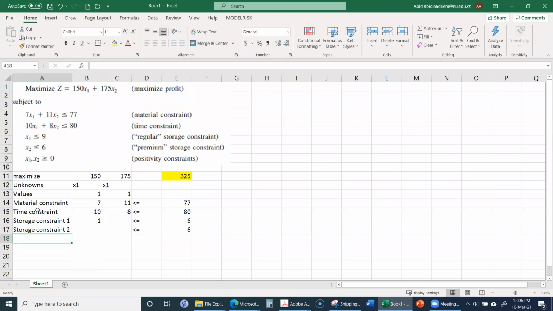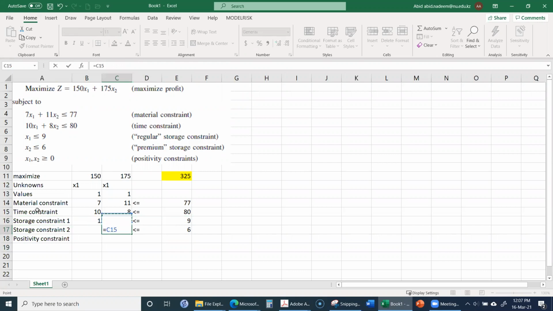And then in addition, there are positivity constraints. Is everything right? Yes, except this one. X1 should be less than or equal to 9. And then X2 should be less than or equal to 10. So this should be X2. So I think I have set it up over here. And then the positivity constraints are that all X1 and X2 are positive.